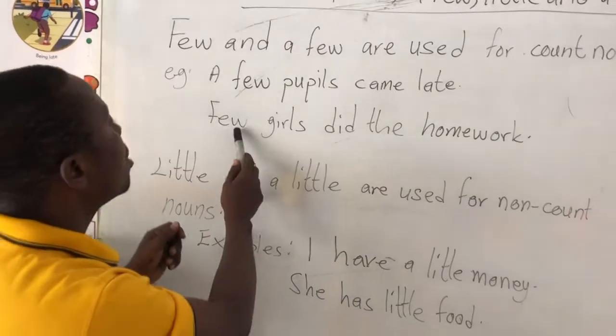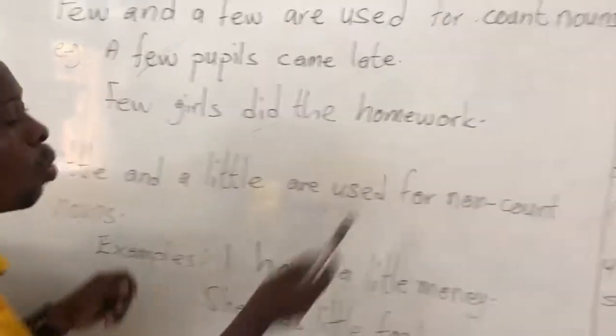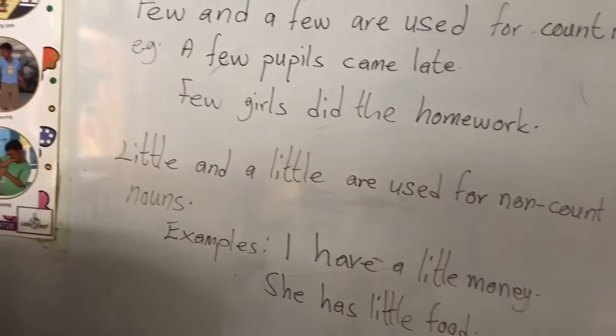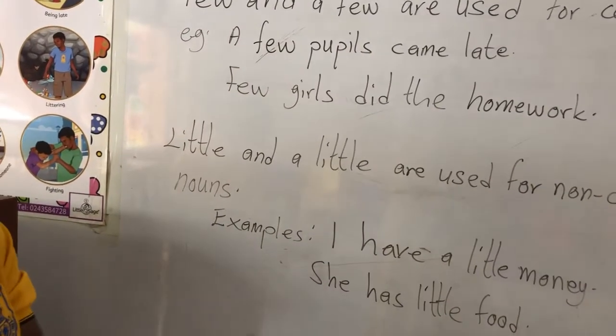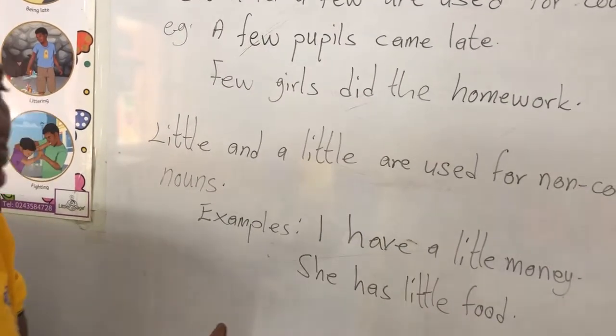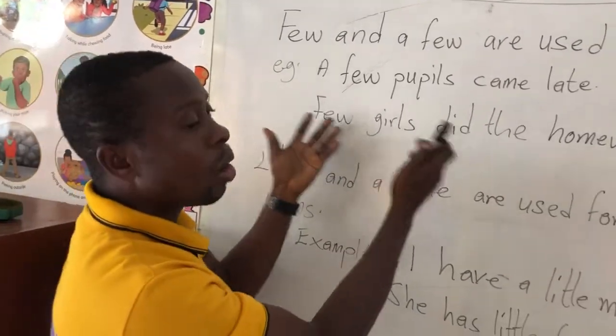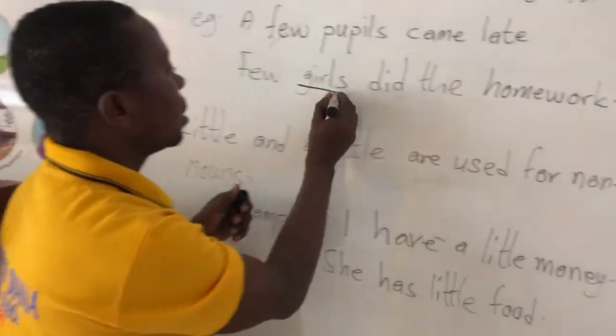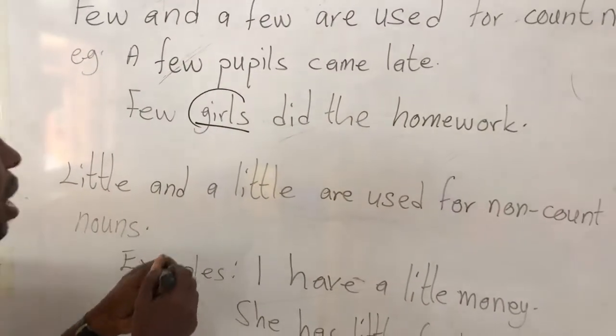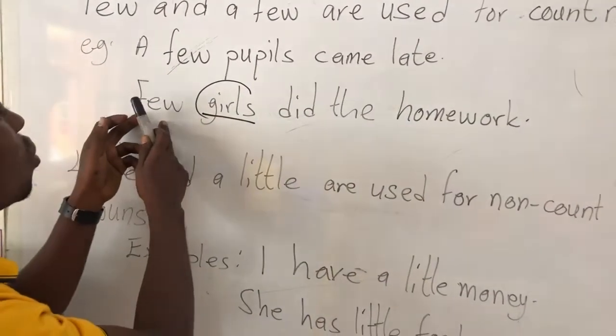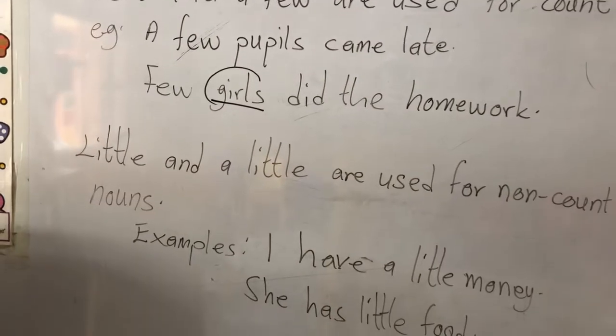Then we also have: a few girls did their homework. So how many are they? 5, 2, or 3. We can number them. Okay, we can count them and give them a number. So they are what? Countable nouns. So the girls there, girls is what? Countable noun. So we use what? Few for them. Very good.